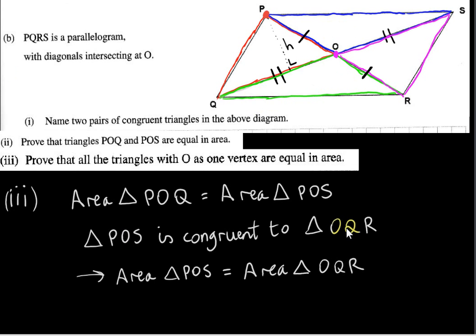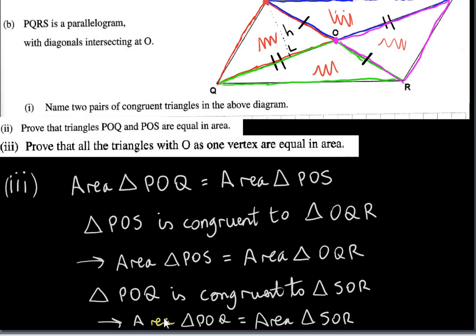If two triangles are congruent, they're equal in every way. In particular, the areas of the two triangles are the same. So the area of this triangle here is equal to the area of this triangle here. But of course we know that the area of this triangle is equal to the area of this triangle. So that means that all three areas are the same. Now what about this triangle here? Well, from part 1 we saw that this triangle here is congruent to this triangle here. So the area of triangle POQ is equal to the area of triangle SOR. So the area of the four triangles is the same.